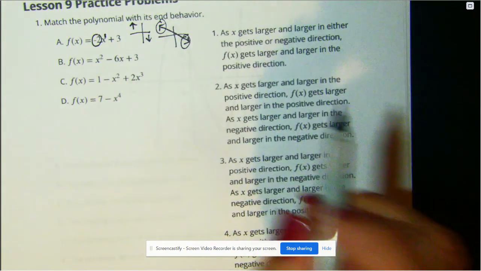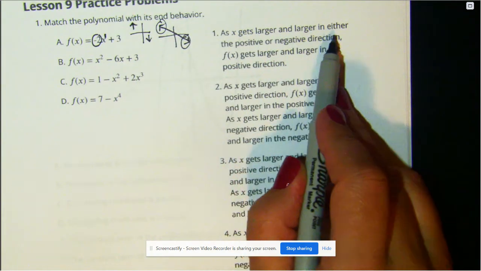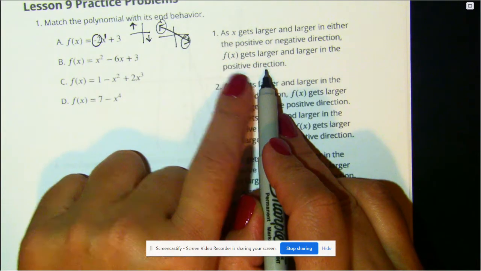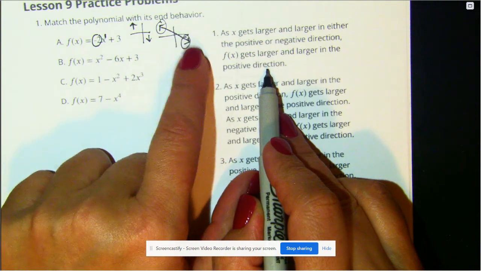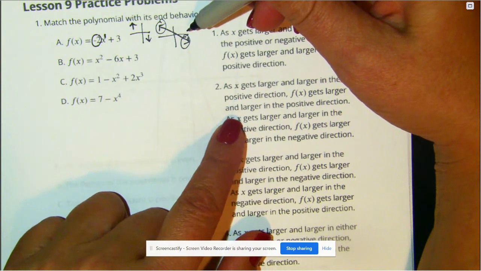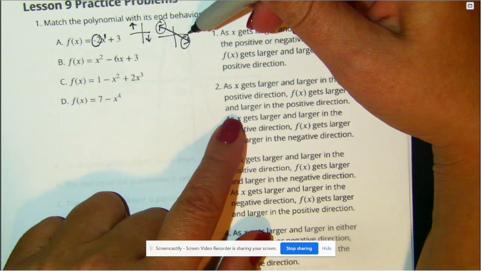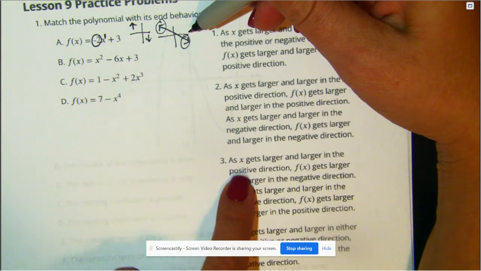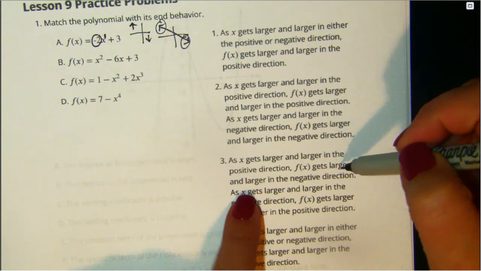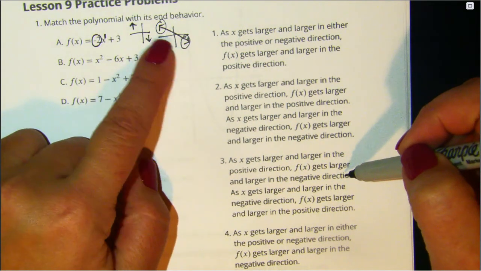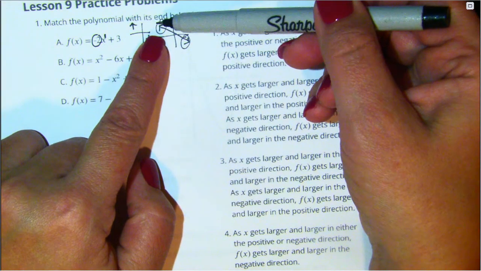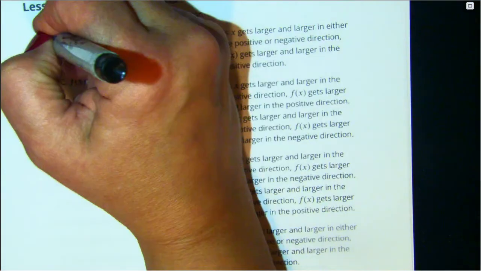So let's see, as x gets larger and larger in either the positive or negative, the graph is getting larger and larger in the positive. No, this part of the graph is going into the negative. As x gets larger and larger in the positive, the graph gets larger in the positive. No. As x gets larger and larger in the positive, the graph gets larger in the negative. Yes. And then over here, as I get larger and larger in the negative, f of x gets larger and larger in the positive. Yes. So A goes to 3.